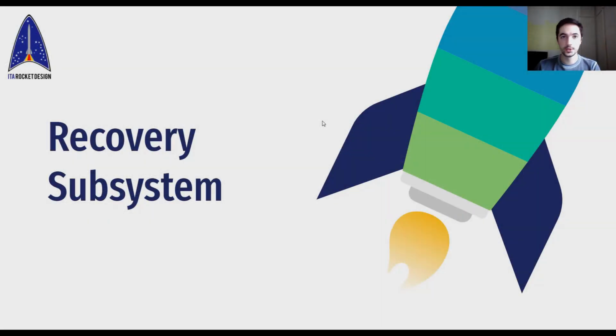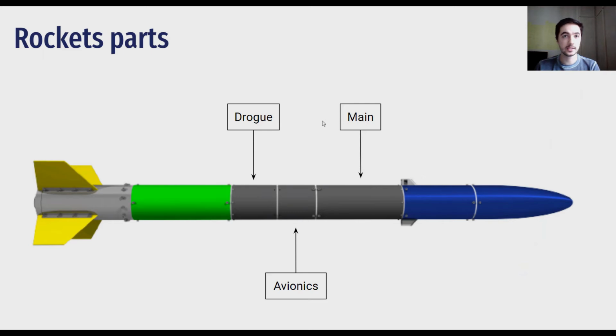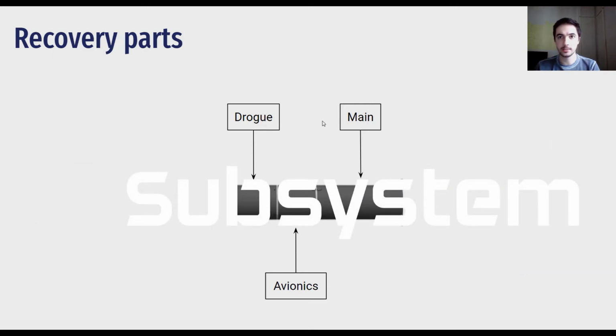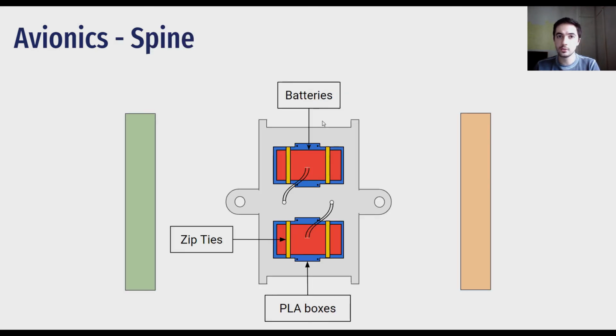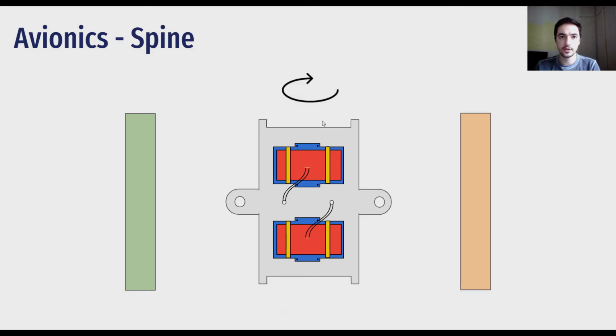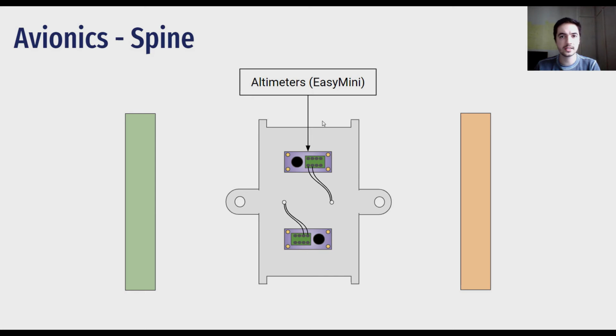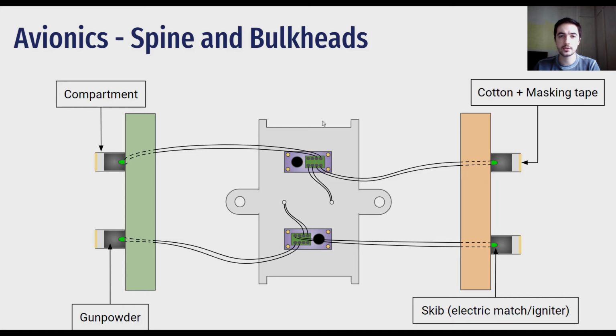Hello everyone, I will briefly explain how our recovery system works. Basically, it is composed of three parts: the drogue tube, the avionics tube, and the main parachute tube. Starting with the avionics, we have in the tube's interior a metal plate used as a spine connected to two bulkheads. On one of the spine's faces, we have two batteries tied by zip ties and PLA boxes screwed in the plate. On the other face, we have two mini altimeters connected to the batteries by cables that pass through the spine. In the bulkheads, we have two gunpowder containers sealed with cotton and masking tape. In each container, there is a squib connected to the altimeters through the bulkhead.